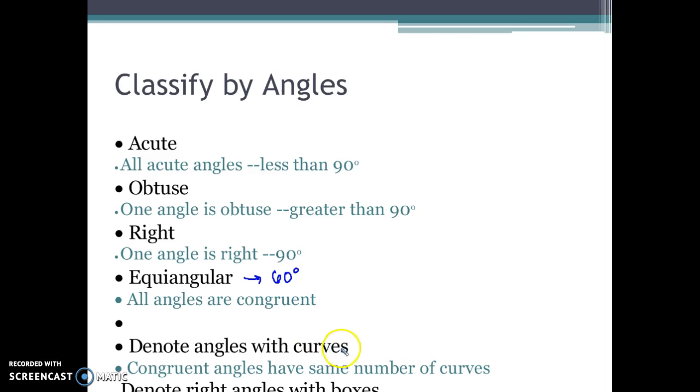All right, you denote your angles with curves, and you denote right angles with boxes. It kind of got cut off at the bottom there. But if I have this triangle, I can say that if it's an equiangular triangle, all of them are the same. I can give all of them one curve. Or if I wanted to say that only two of them were the same, I might give two of the angles two curves. Or if all three of them are different, I'm going to put a different number in all three angles. This tells me that they're not the same. And then our right angles, if we have a right triangle, we put a box in it. So that would be a right triangle.